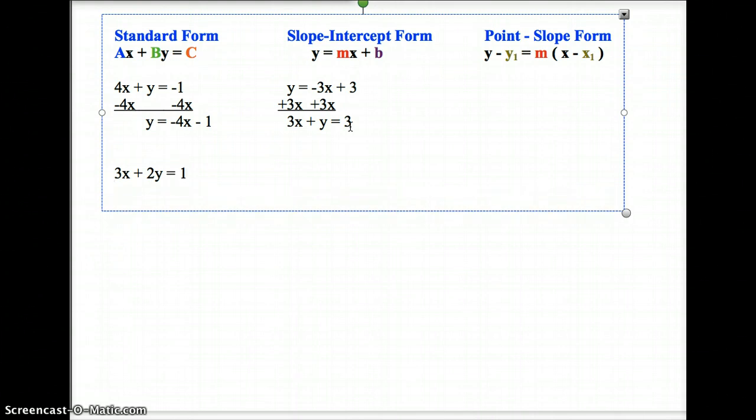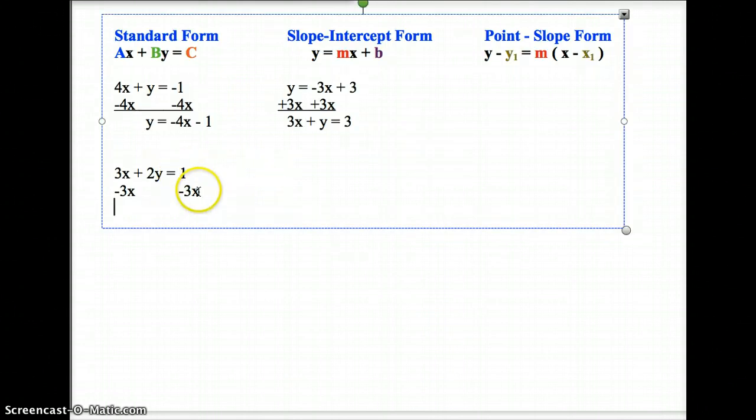Now, in order to get into slope-intercept form, we said we have to have y by itself on the left side of the equation. So we have a positive 3x. How do we get rid of it? You should be saying, well, we got to subtract 3x. Whatever we do to one side of the equation, we must do to the other side. Perfect. We'll draw a little underline on this one right there. And we get rid of the 3x. What we are left with on this side of the equation is a positive 2y equals negative 3x plus a positive 1.